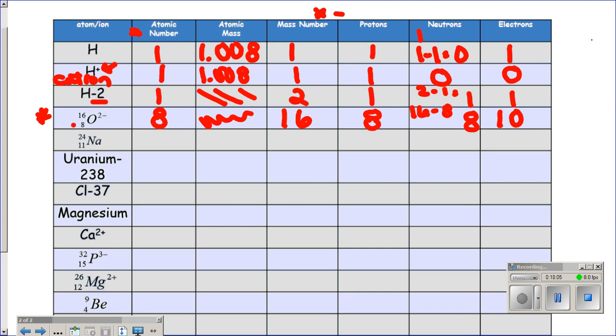I'll do one more and then I want you to finish this up. So sodium, again in the AZ format, we have the atomic number 11 given by the Z number at the bottom. The mass number is 24, given by the number at the top. Protons are equal to the atomic number, 11. Neutrons are 24 minus 11, so 13. This is a neutral atom because there's no charge written as a superscript like there is here. Since there's no charge up there on the right, we know that protons will equal electrons.